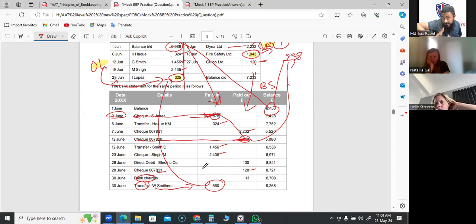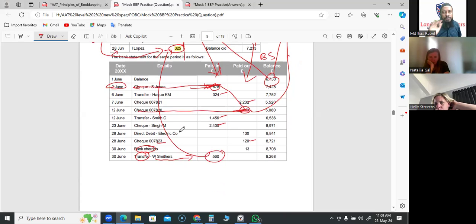Let's start from zero again. What do we do in a bank reconciliation? We update our cash book first. How do we do that? You see 560 transfer receipt. Someone gave us money, recorded in my bank statement, but I didn't record it in my cash book. Write it down here.